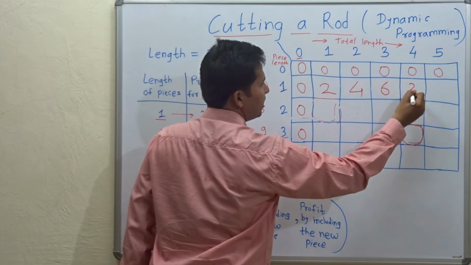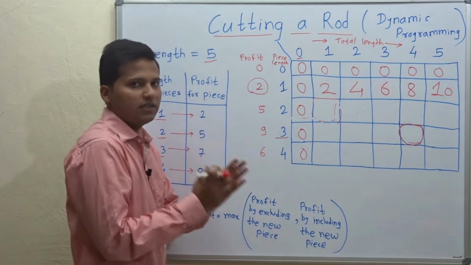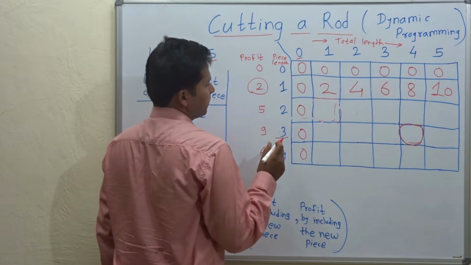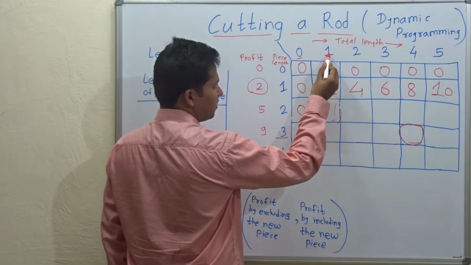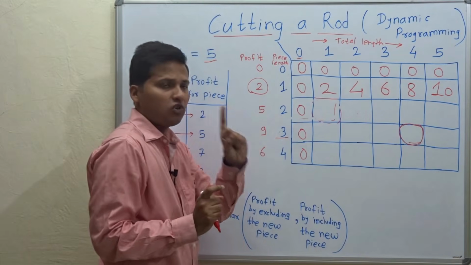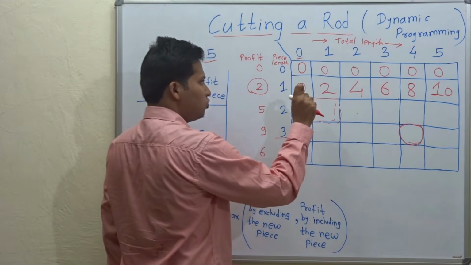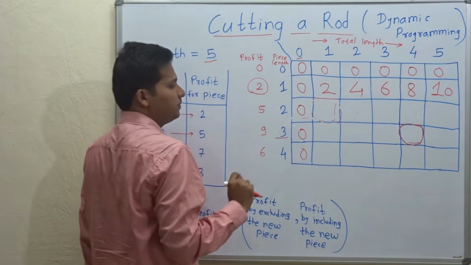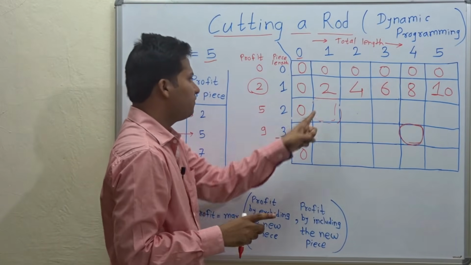For 4 it will be 8, and for 5 it will be 10. Now you understand. Okay, now let's go ahead. See, if you have a total length 1, means the length of the rod is 1, and you want to make pieces of length 2 of that rod, you are allowed to make pieces of length 2 of this rod.